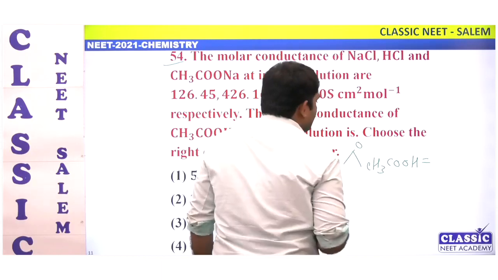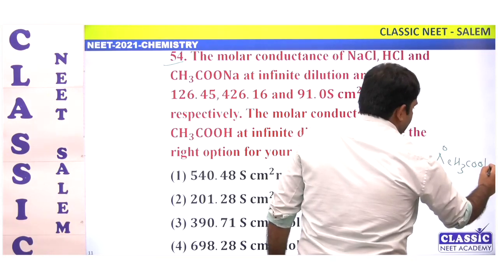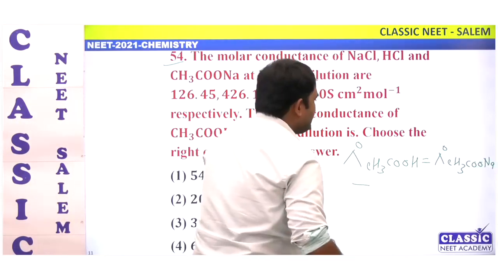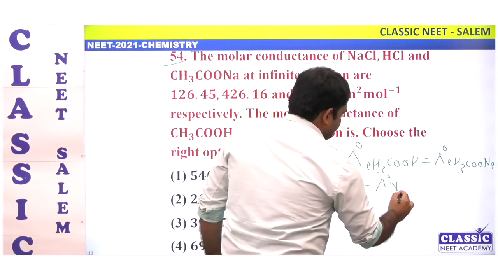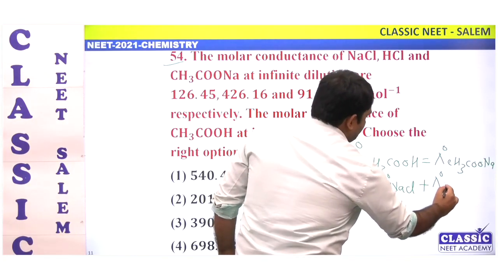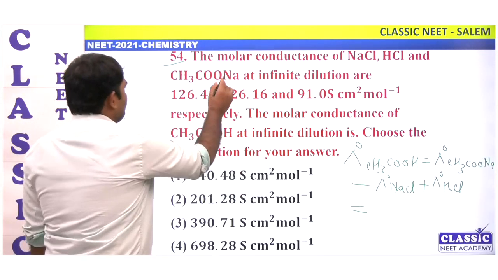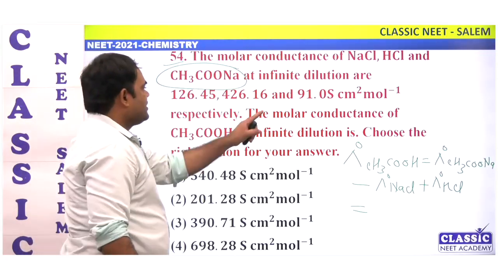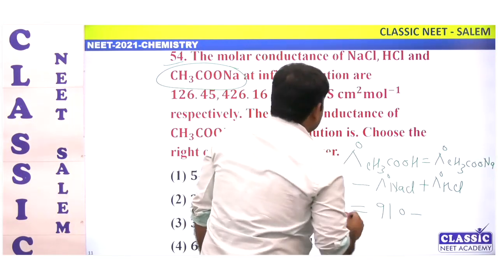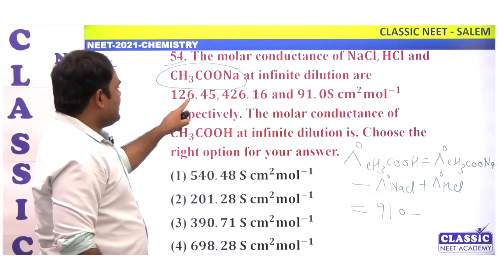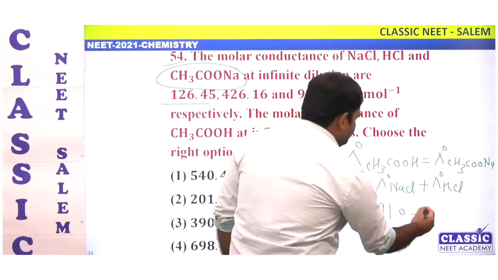Sodium acetate, then minus sodium chloride, then plus hydrochloric acid. Whatever values are given here, we can place them. So look, for sodium acetate what is given here? For sodium acetate, it is 91. What about sodium chloride? For sodium chloride, it is given as 126.45.